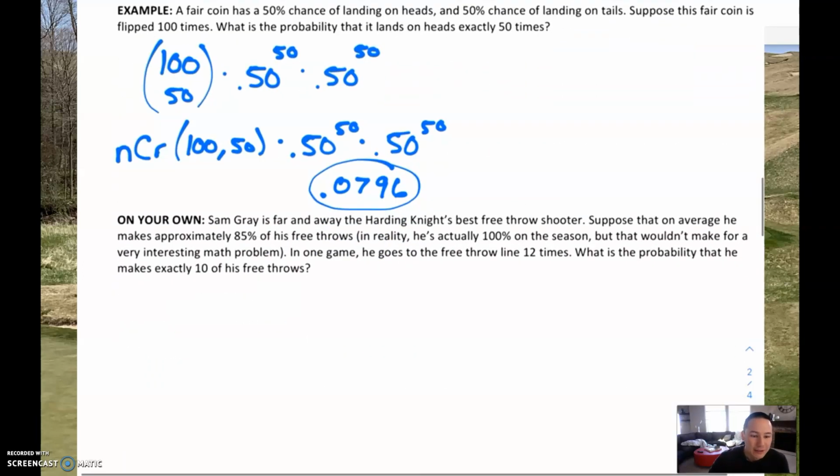Go ahead and look at our top free throw shooter in basketball, Sam Gray. Look at him and see how he's going to do on that last problem.